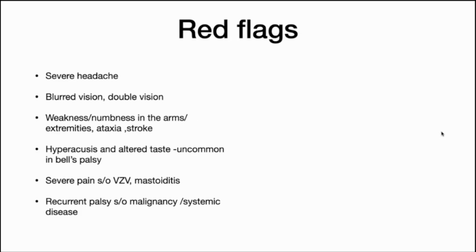There are some red flags. You have to be very cautious and do not label these cases as Bell's palsy. A child having severe headache, blurred vision or double vision, weakness, numbness in the arms or extremities, ataxia or stroke, hyperacusis and altered taste; these are uncommon in Bell's palsy. Severe pain is suggestive of varicella zoster Ramsay Hunt syndrome or mastoiditis, and recurrent palsy could be suggestive of malignancy or any systemic disease.